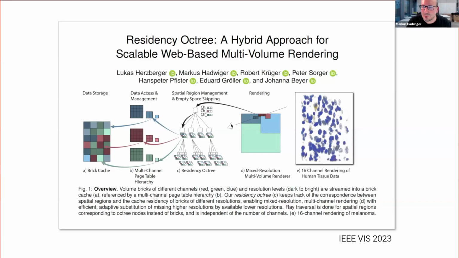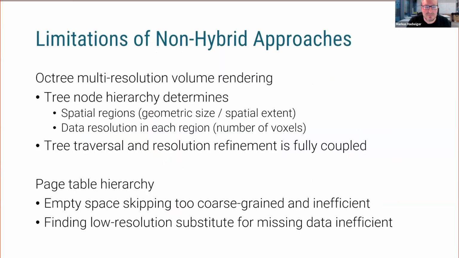So obviously you wouldn't do that if one thing would work perfectly, but there are lots of limitations of approaches that are not hybrid. So you could either take the octree, like I described it a little bit, or you could take a page table hierarchy, but each one of those, of course, has some disadvantages. The octree is really, in terms of this coupling, too tight. It couples the geometric extent, just what kind of geometric extent it has in space, really tightly to how many voxels you have in the end.